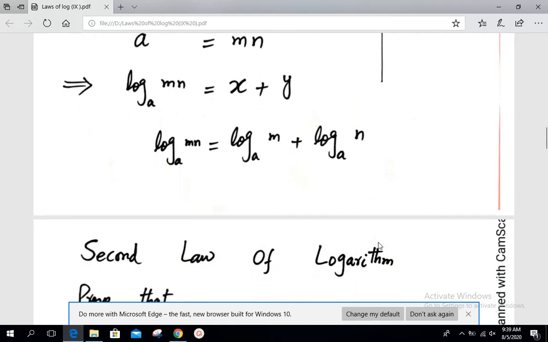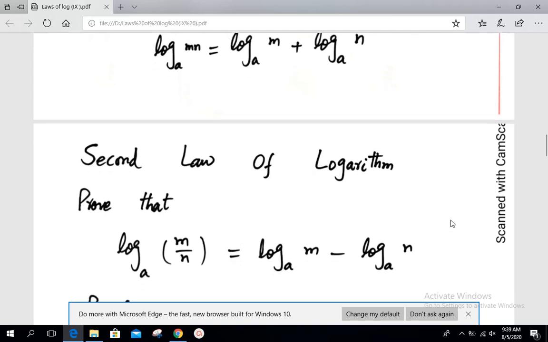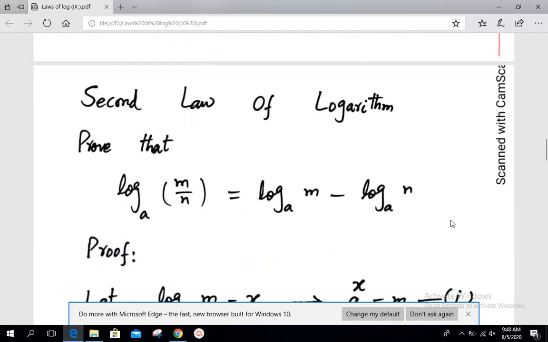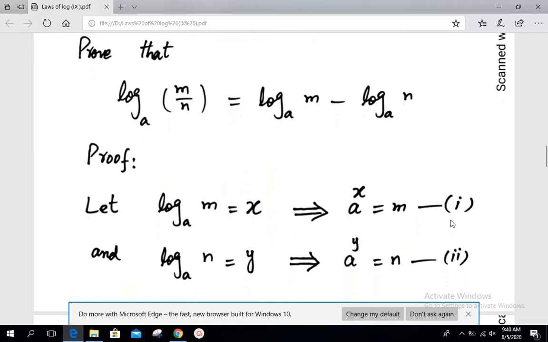Moving ahead towards the second law. The second law says that log m over n base a is equal to log m base a minus log n base a. That is, it converts the quotient into a difference, as already explained. How to start its proof? It is somewhat similar to the first law. That is, step 1 and step 2 are the same.